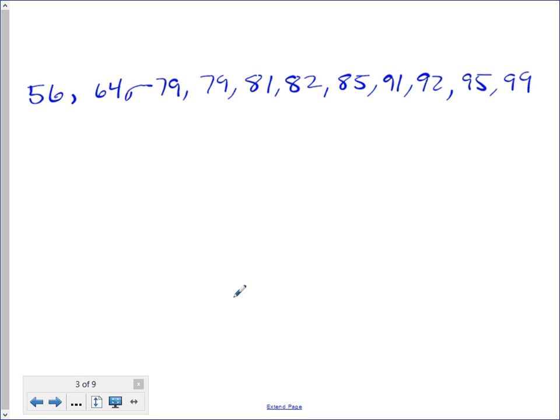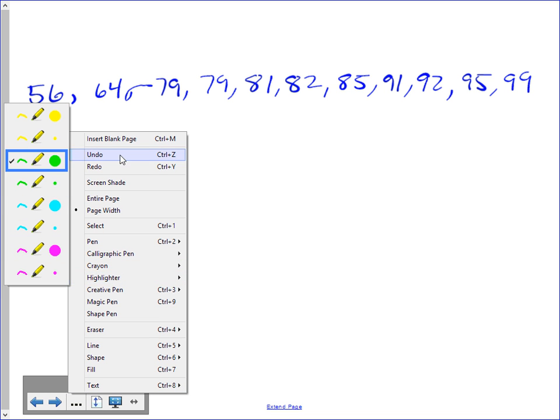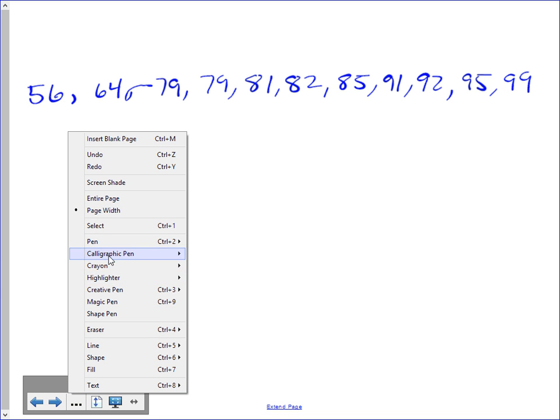Okay, can we answer a few quick things? What can I answer really easily right now? The mode. What's the mode? Good. Put it on your paper.